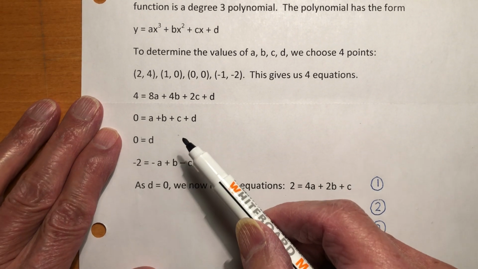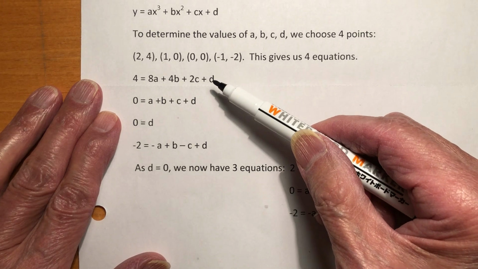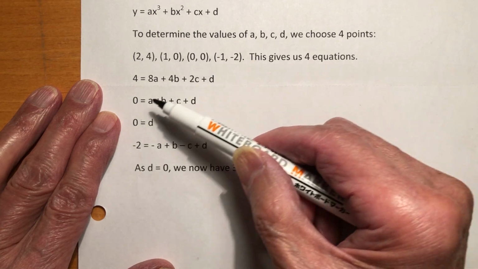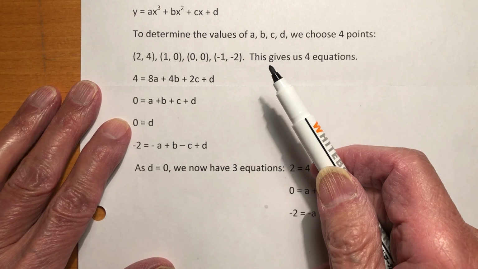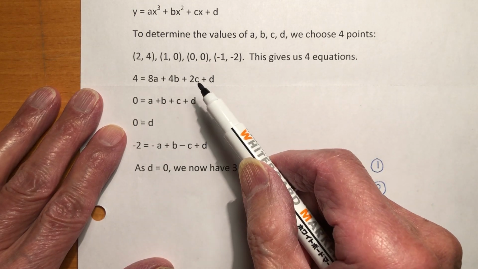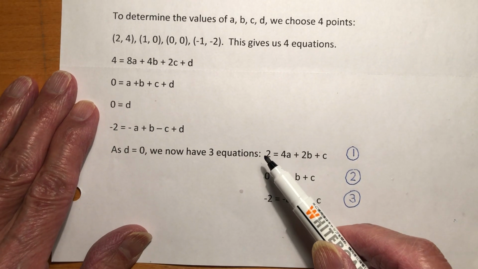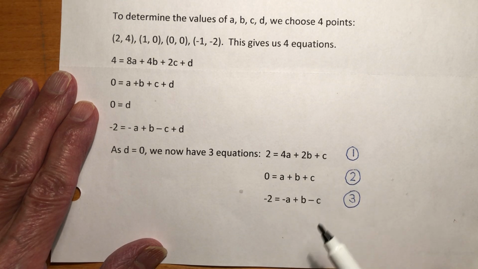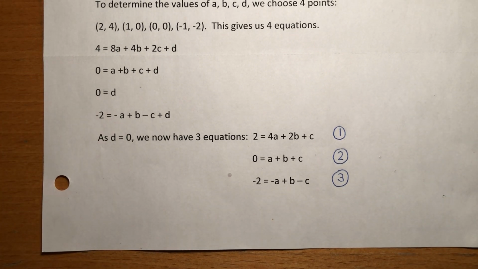Look, d is 0. Therefore, this d is 0. Then I have 3 equations instead of 4. I have 3 equations in A, B, C, because d is already known. Here: first equation, second equation, third equation. So from the 3 equations, I can find A, B, C. So this is what we want to do.